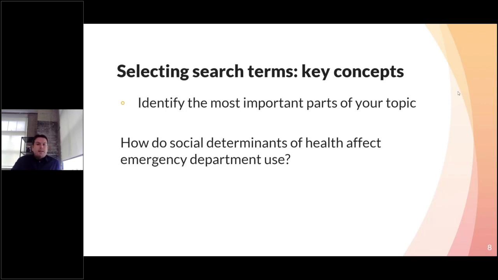So key concepts, identifying key terms is all about identifying the most important parts of our topic. So here I have another example here. So this topic, how do social determinants of health affect emergency department use? So I'm interested in finding out some more about this, and I may go through and highlight that the key concepts that I'm going to search for are number one, social determinants of health, and number two, emergency department use.